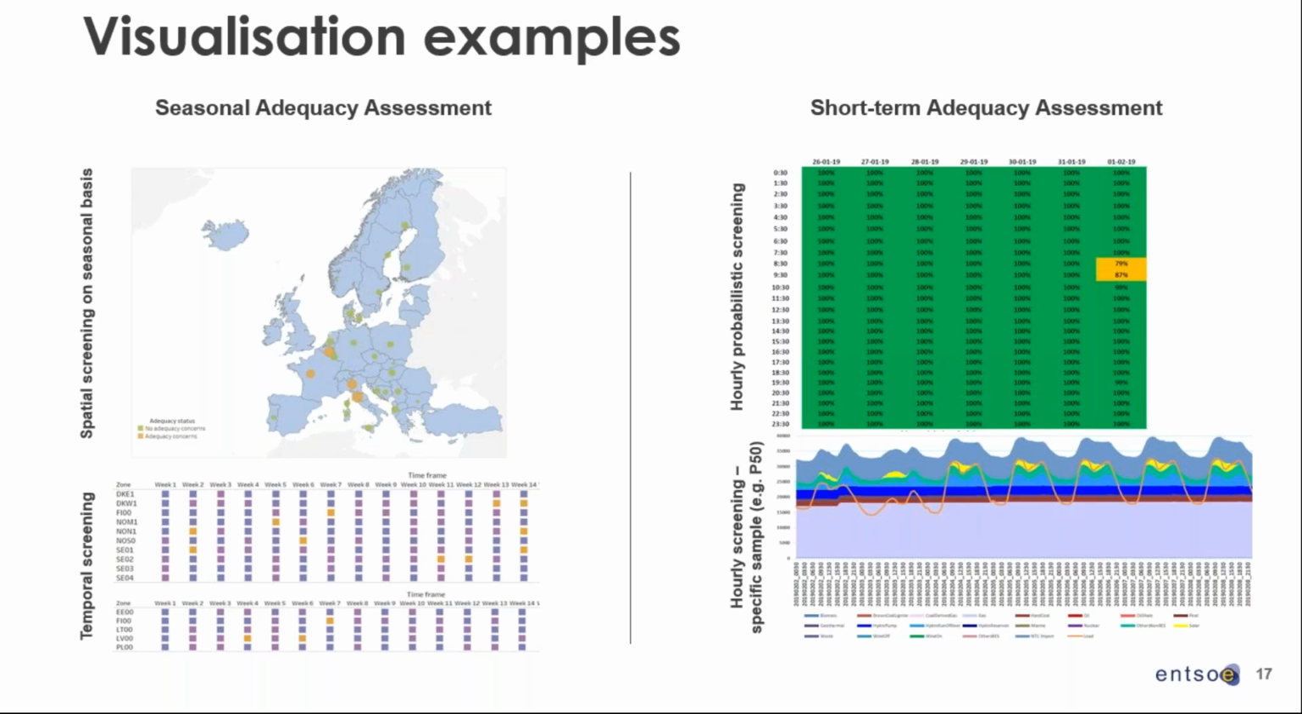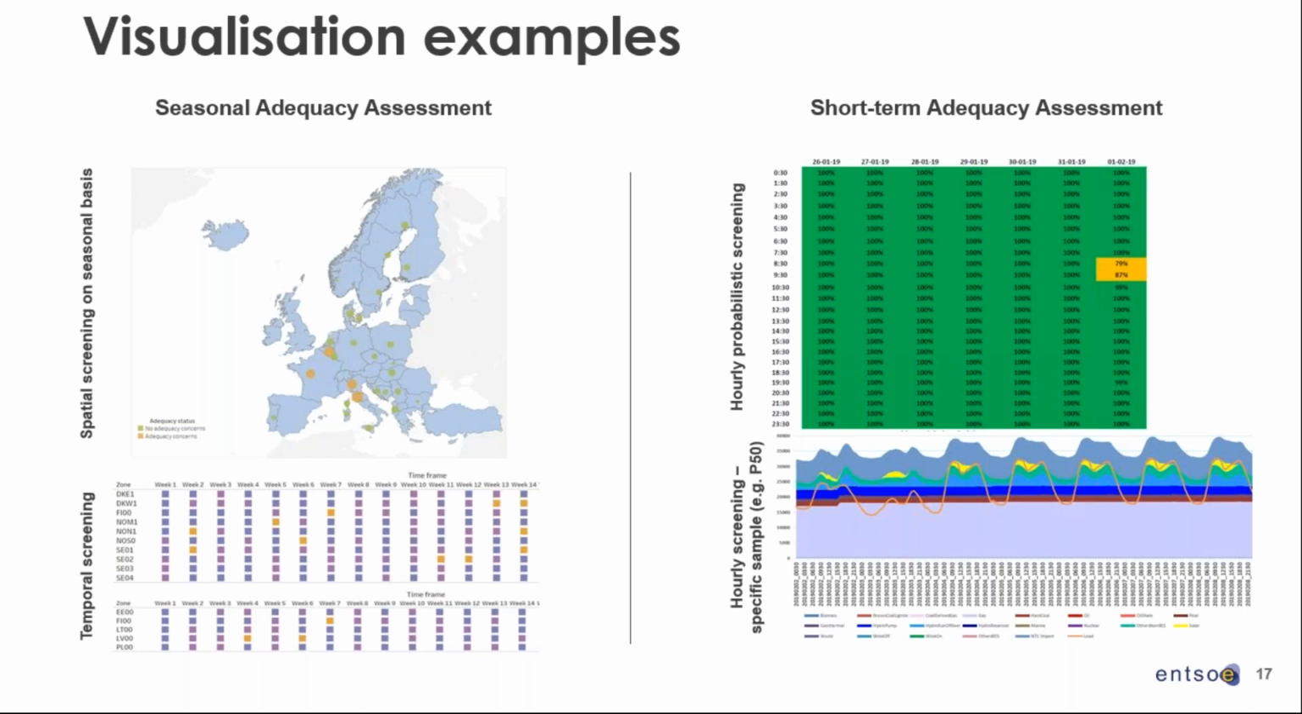And then we would like to propose a temporal screening, so going on a weekly basis under the season to see exactly which week is more critical and for which regions. And then when we go on the right side for the short-term adequacy assessment, here is an example of week ahead.